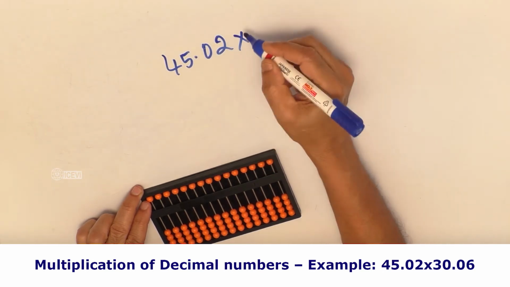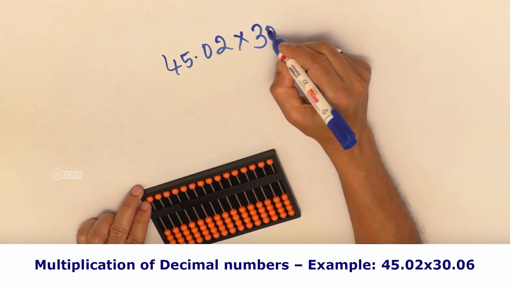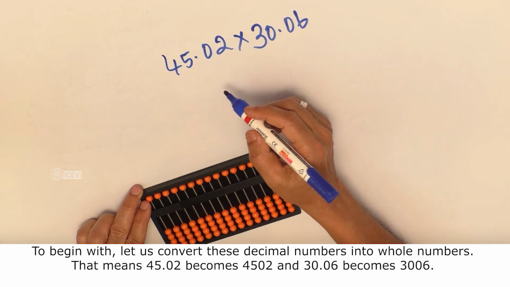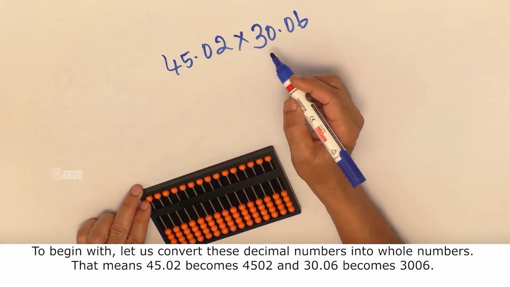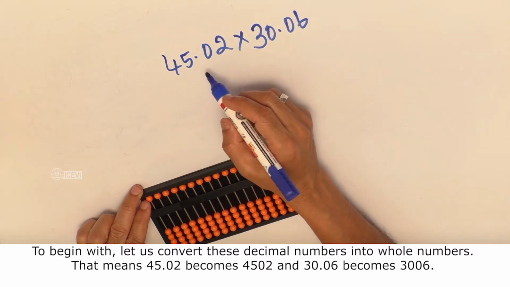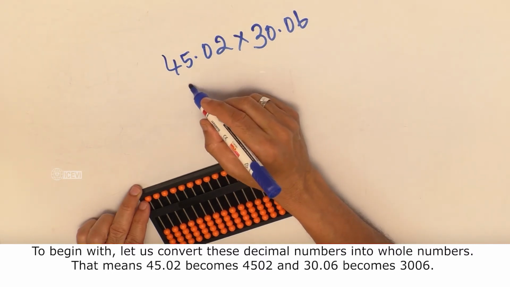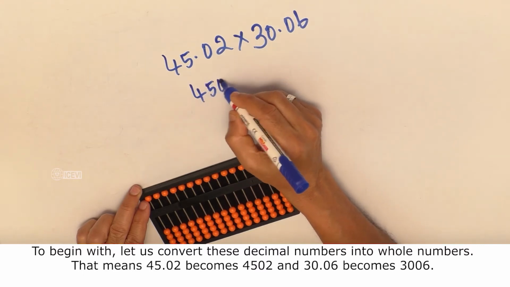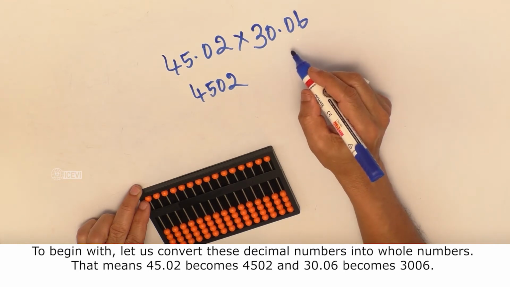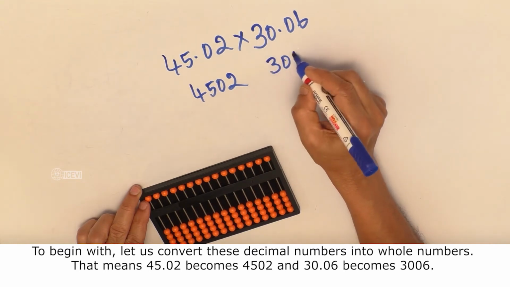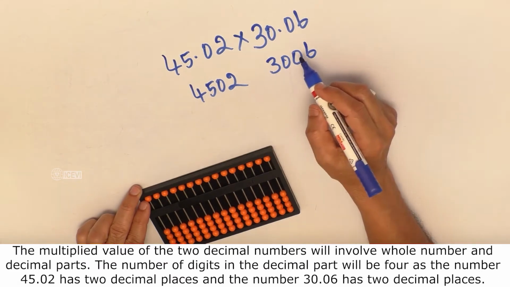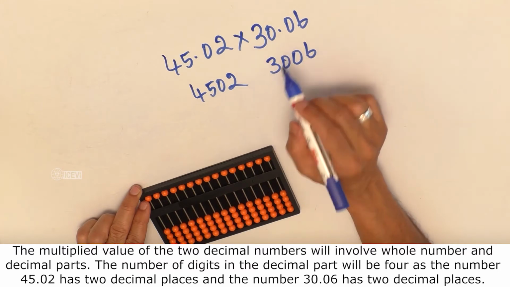45.02 multiplied by 30.06. To begin with, let us convert these decimal numbers into whole numbers. That means 45.02 becomes 4502 and 30.06 becomes 3006. The multiplied value of the two decimals will involve whole number and decimal parts.